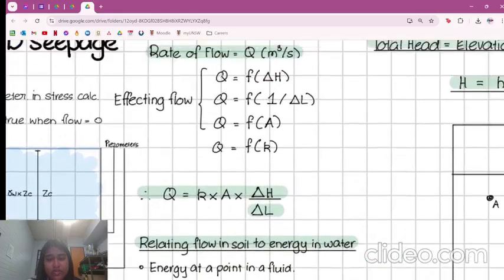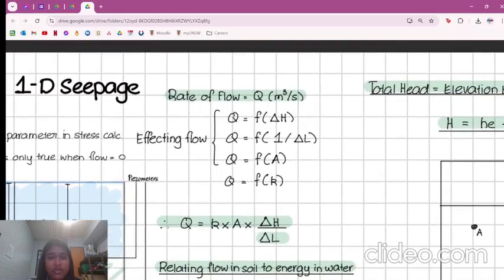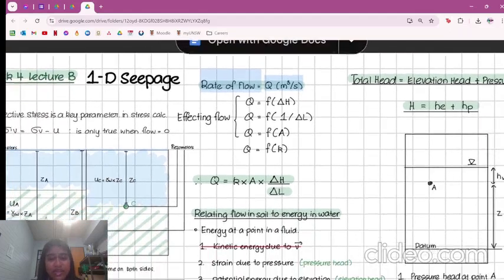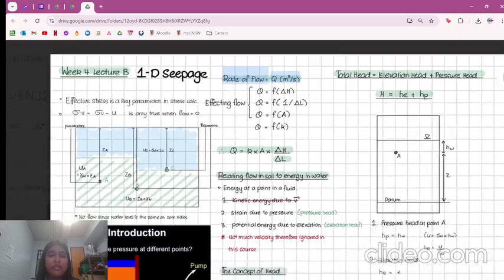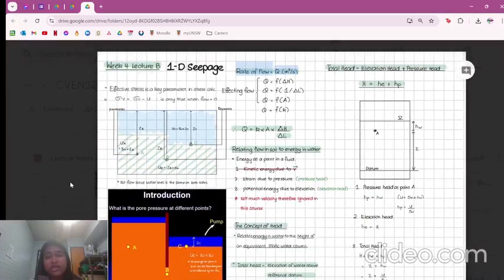One really important notation that you'll have to remember is the rate of flow, which I'm sure you guys have heard about in fluid mechanics and everything. I won't spend too long going over it, but that's a really important part of calculating stress, or taking flow into account when calculating stress.